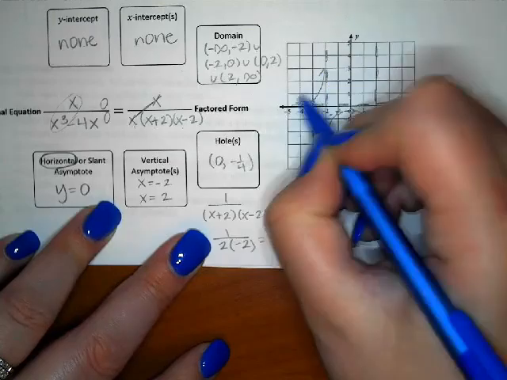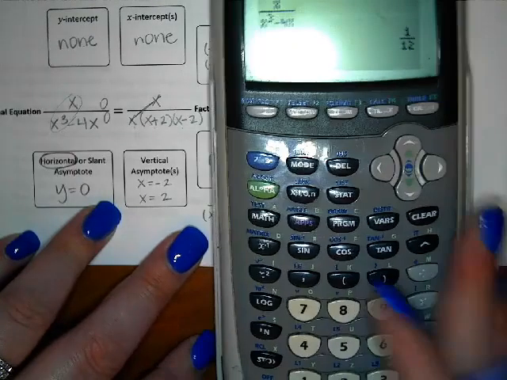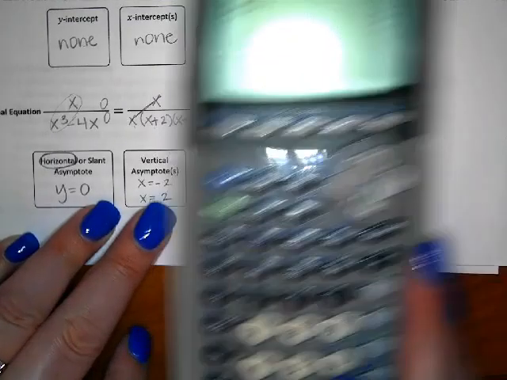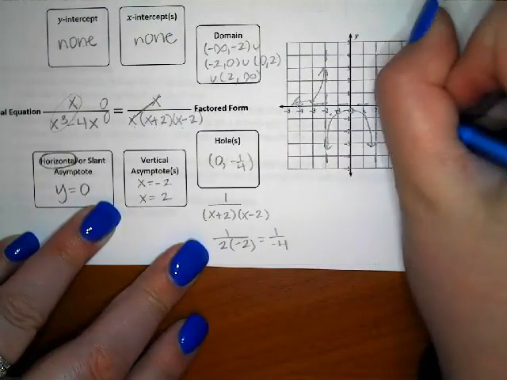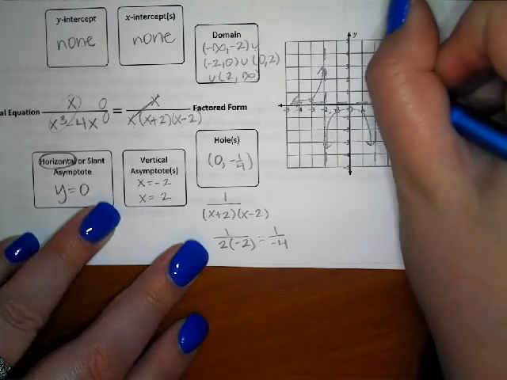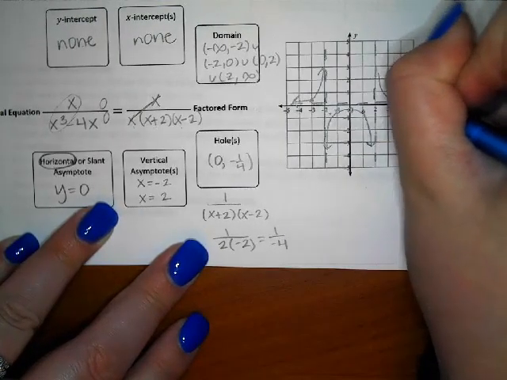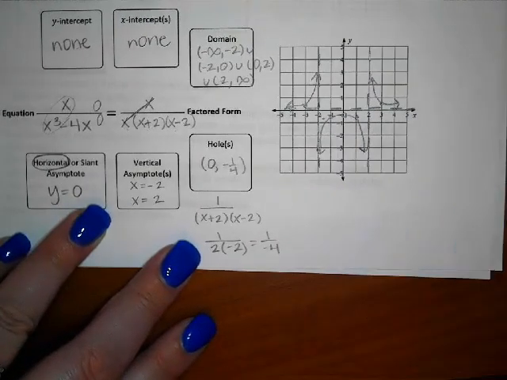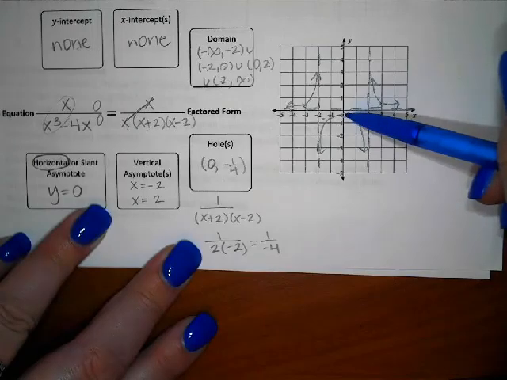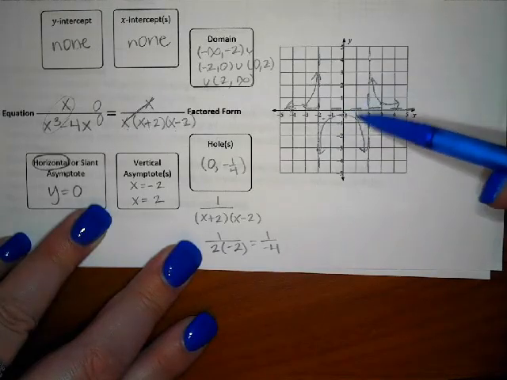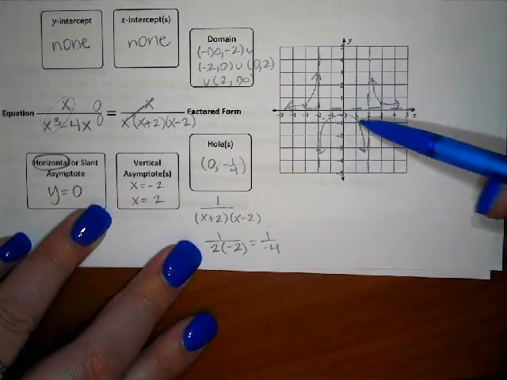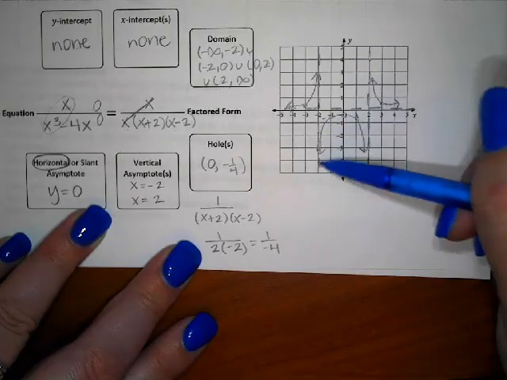Okay, let's try +3. 1/5. Okay. There we go. So this is the only point that I had. It was a hole on the graph, and I just plugged in some more points so that I could see how I was going to follow the asymptote. I know that the curve is going to get closer and closer to the asymptote. I just don't know exactly how it's going to do it.